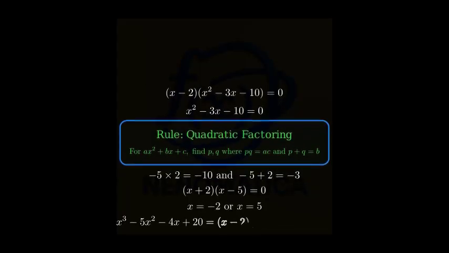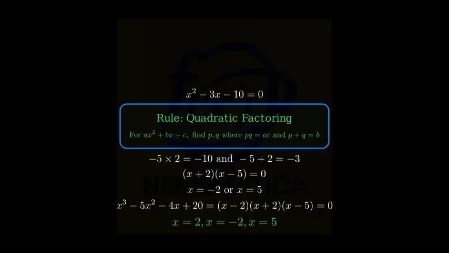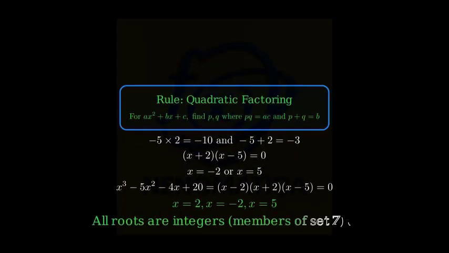Now we can combine all our findings. The cubic equation x cubed minus 5x squared minus 4x plus 20 equals 0 factors as (x - 2)(x + 2)(x - 5) = 0. Therefore, the three roots of the equation are x equals 2, x equals negative 2, and x equals 5. Let's verify that these are indeed integer roots as required by the problem. Since 2, negative 2, and 5 are all integers, they satisfy our condition that the roots must be members of the set Z.